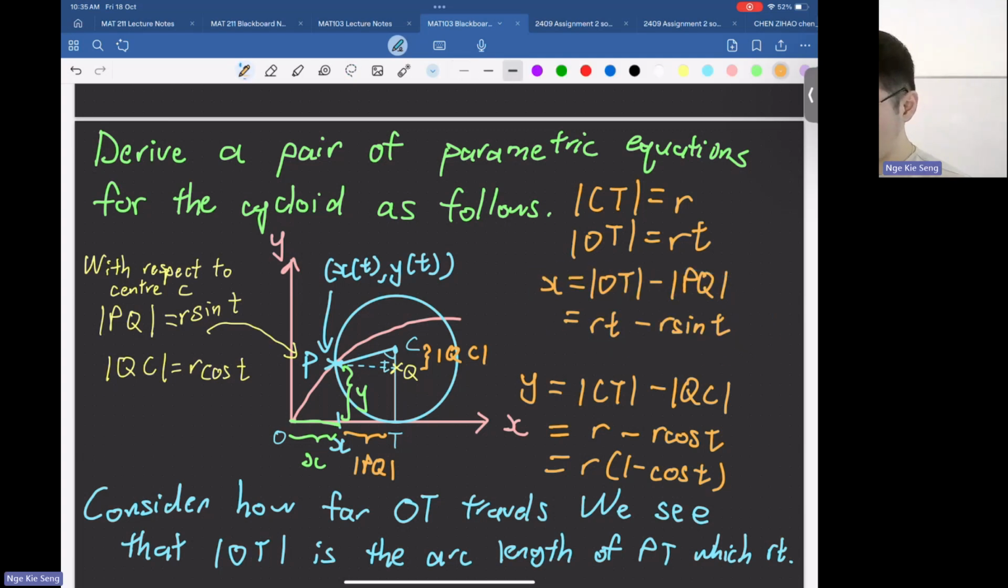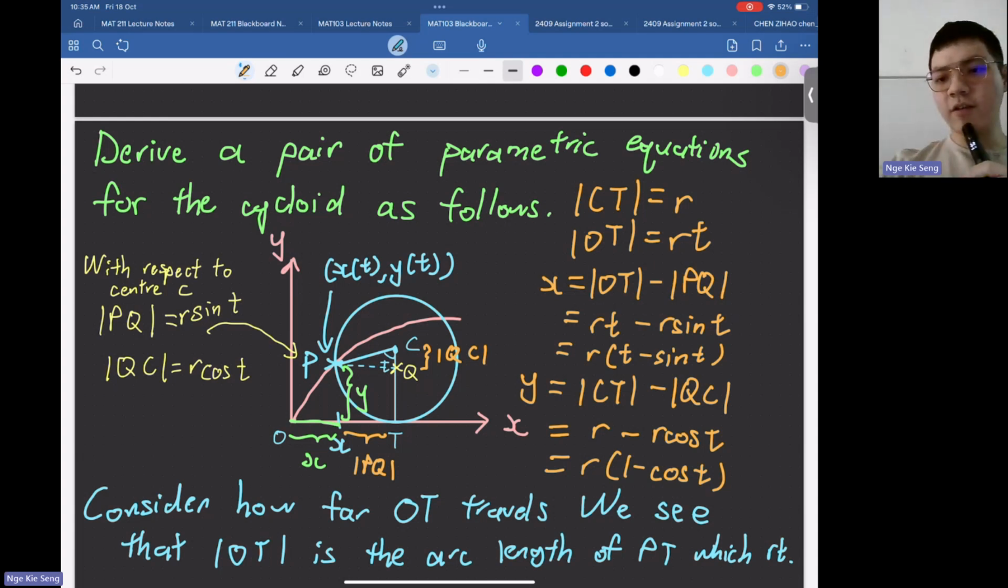If R changes, will it change? Can you imagine? If your radius is higher, your cycloid should be maybe larger, right? When your ring gets bigger. Does it make sense? Question? If you are confused, please ask.